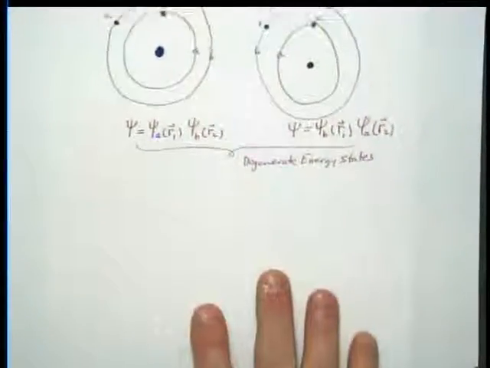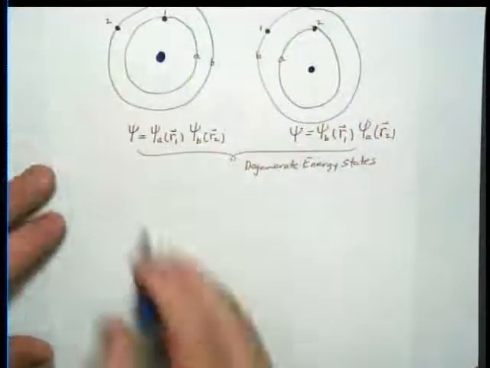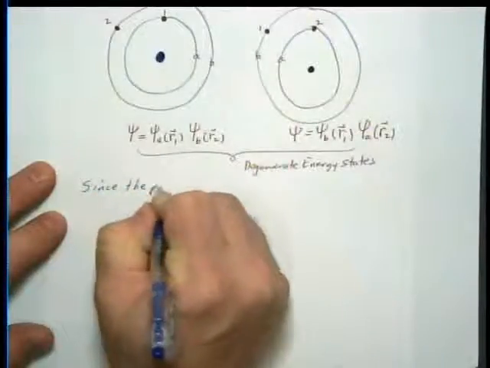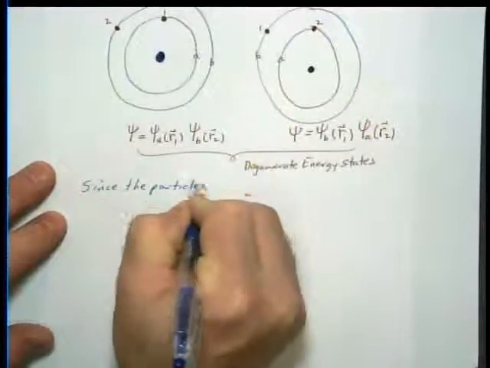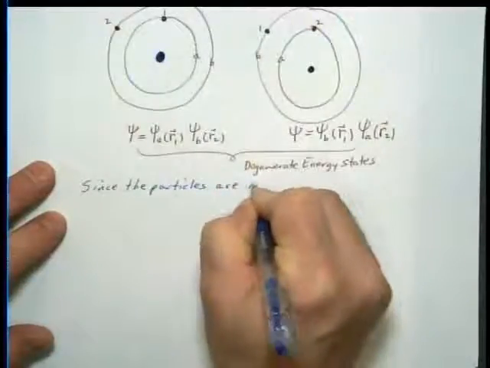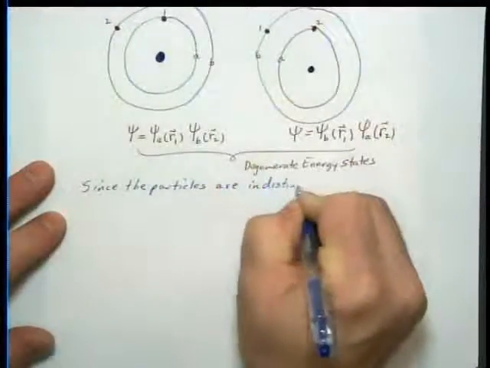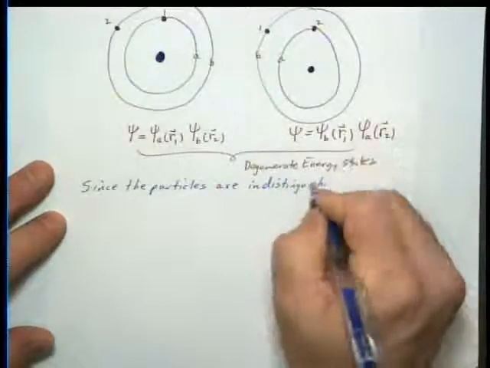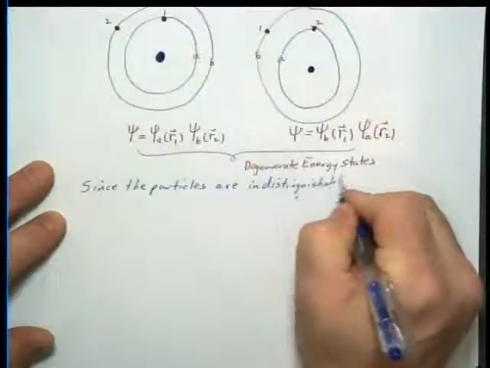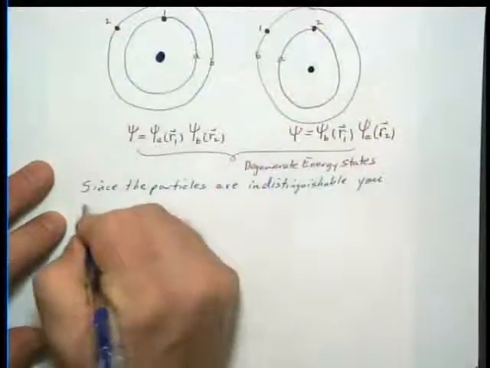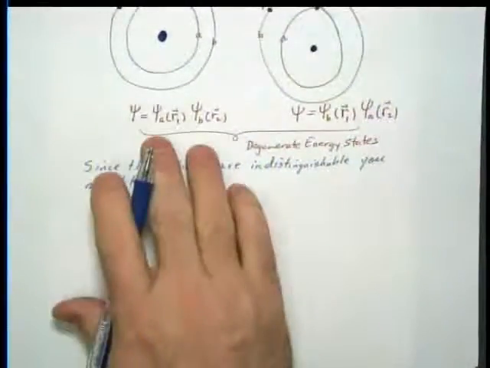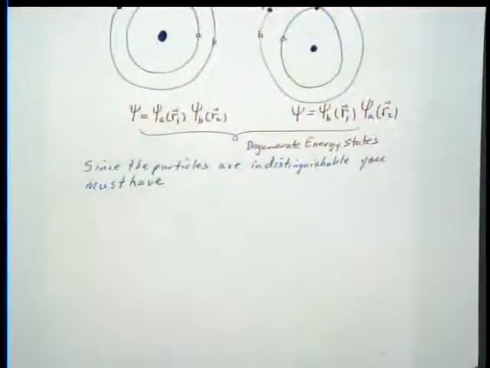Now, what I want to look at, since the particles are indistinguishable, you must have that if you take the square of the probability of that, which means take that function and multiply by its complex conjugate.